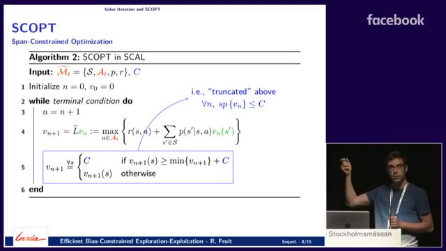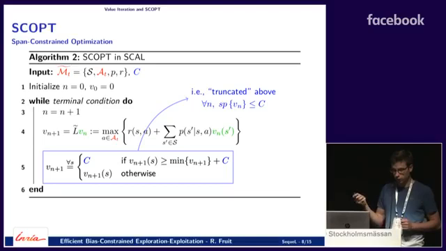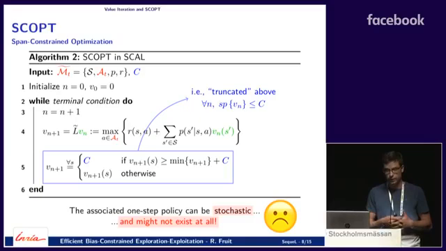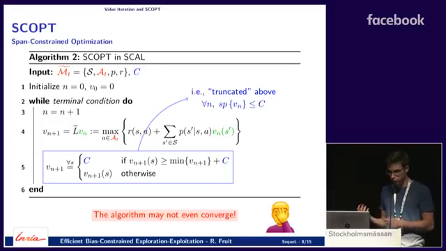Okay. So one first remark is that the policy associated to the one-step operator this time cannot always be chosen deterministic. Sometimes you have to pick it stochastic. So this is not a major issue. But what is a major issue, however, is that this policy might not even exist at all. And even worse, the algorithm may not even converge. So this is a main problem.